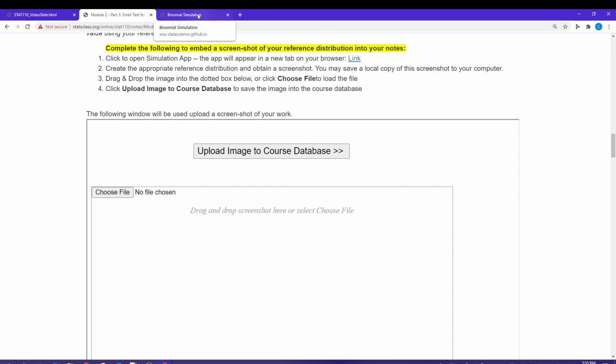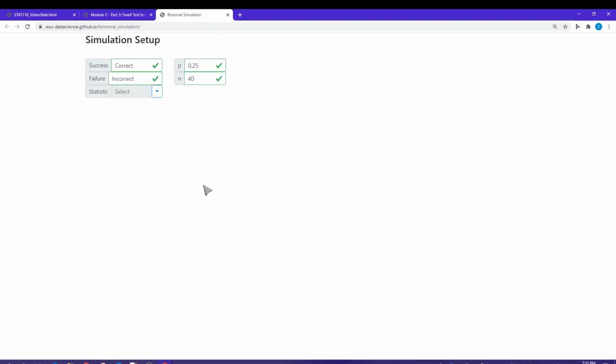Over on our simulation app, the two outcomes or labels are going to be correct or incorrect. An individual that is totally guessing has a 1 in 4 chance, so that's going to be 0.25 here in the P box. And the number of trials is 40. We're going to select count from our drop-down menu.